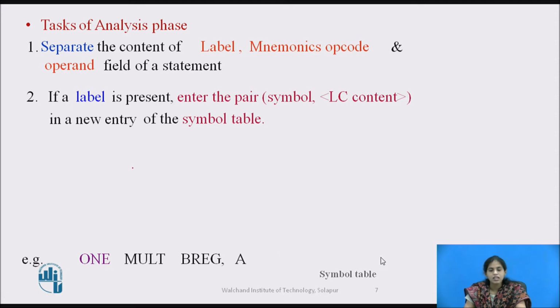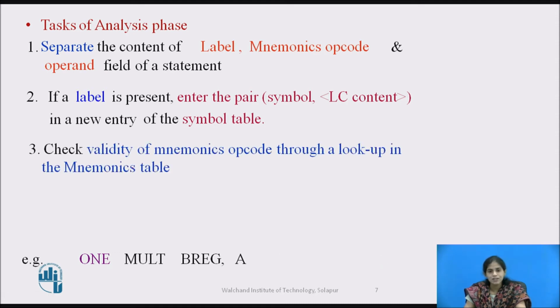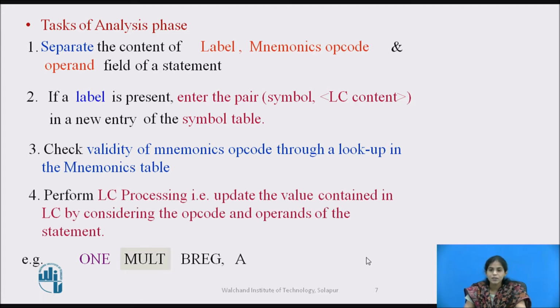which will be address 100. Now the third task performed by the analysis phase is to check the validity of the mnemonic opcode through a lookup in the mnemonic table. In that mnemonic table we see the mnemonic opcode, to verify its validity. The fourth task performed by the analysis phase is LC processing. That is nothing but updating the value contained in the location counter by considering the opcode and the operands of the statement. So basically the analysis phase performs four different tasks.